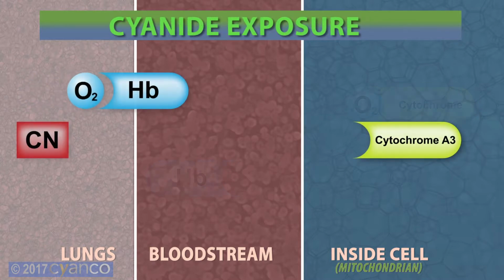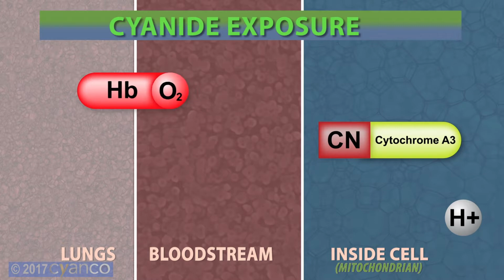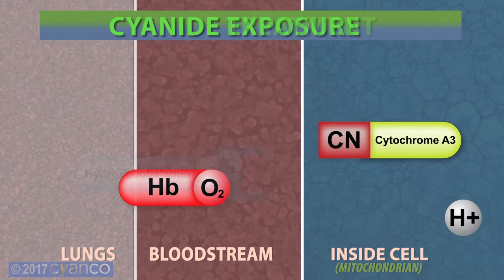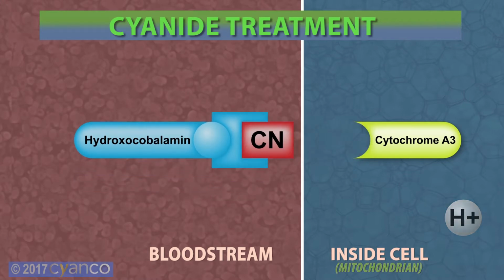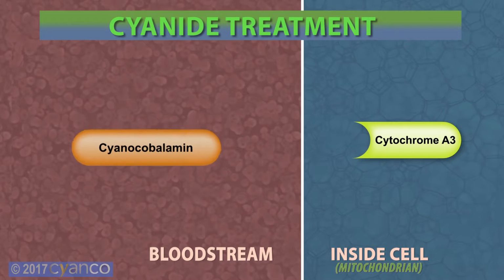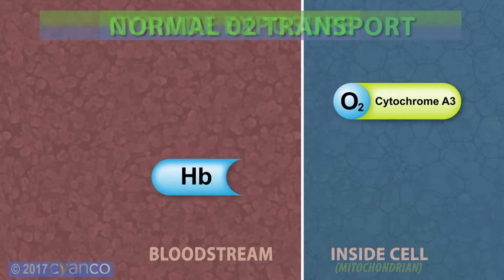When cyanide reaches the cells, it binds with cytochrome A3, a subunit of the cytochrome oxidase complex, blocking the oxygen and preventing the cell from being able to use it. Hydroxocobalamin binds with the cyanide to form non-toxic cyanocobalamin, a form of vitamin B12, which is then excreted in the urine, enabling the cell to use oxygen again.